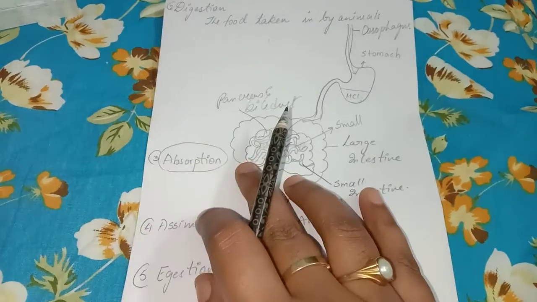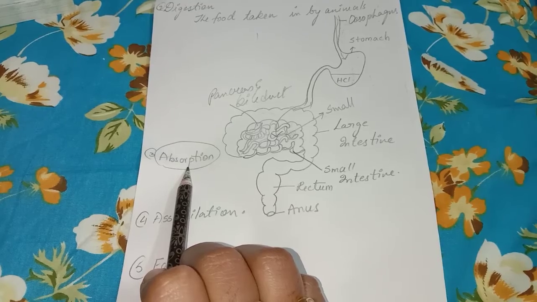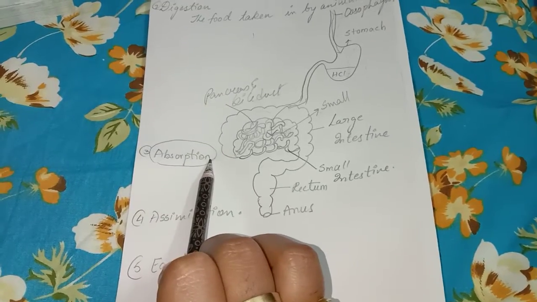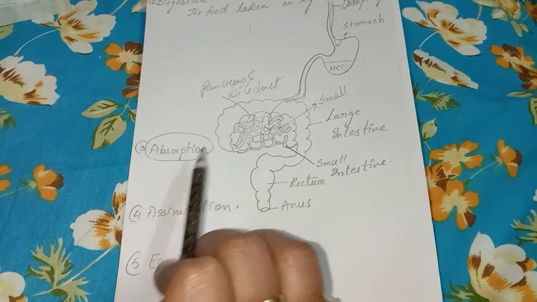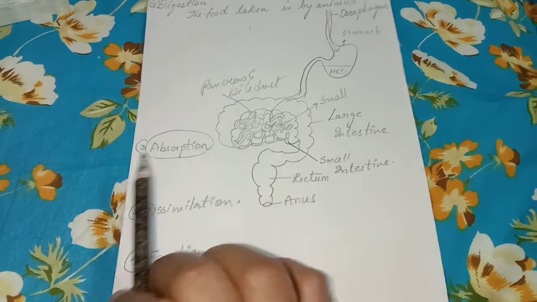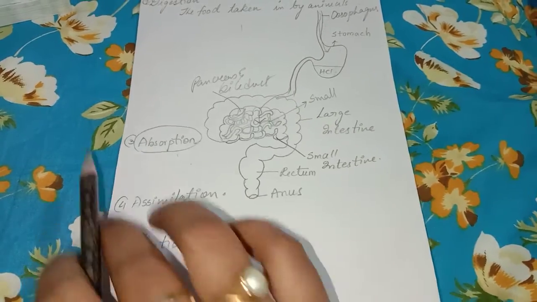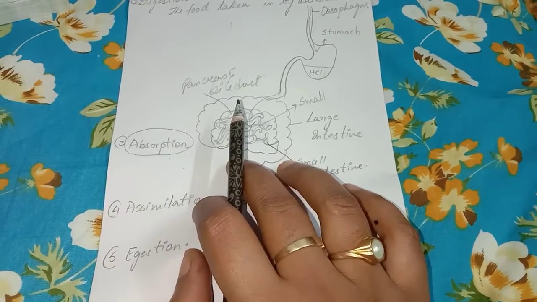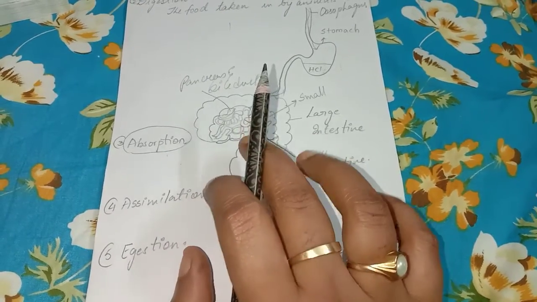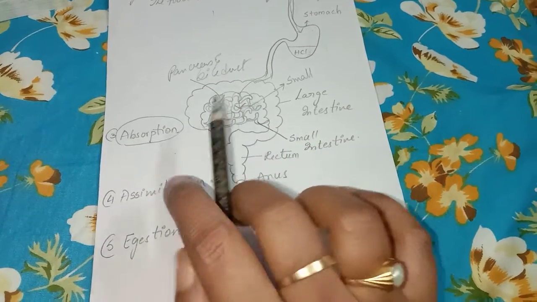So the next one is absorption. Absorption is a process by which the digested food is passed into the blood so that it can be transported to different parts of the body by the circulatory system. The nutrients, mixed with the juices, are supplied to all the organs in the body. This is about absorption.